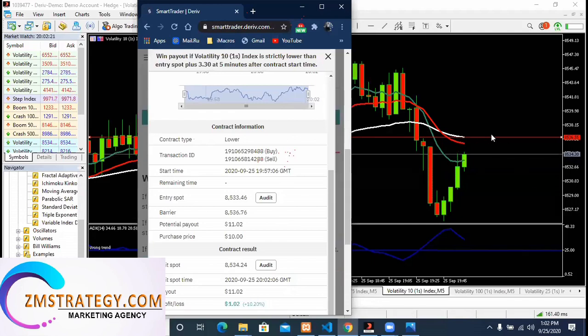Now the market was unable to get close to where our barrier is, because why? The market is fighting with this moving average, because this moving average line is trying to act as a resistance line. So that's why the market is trying to fight to close above the moving average.